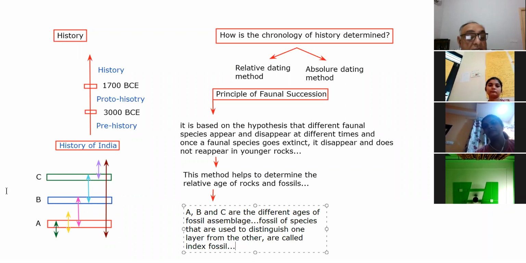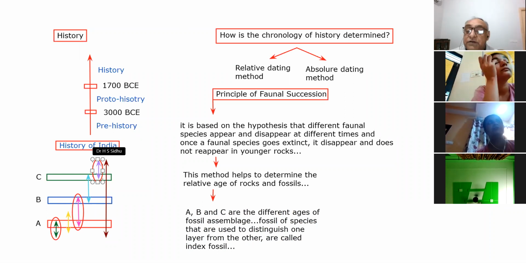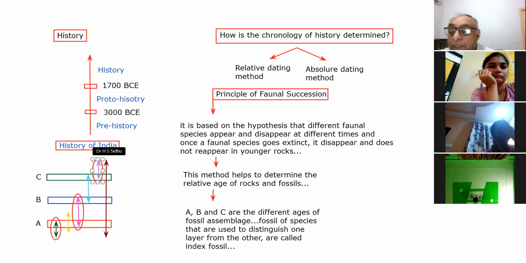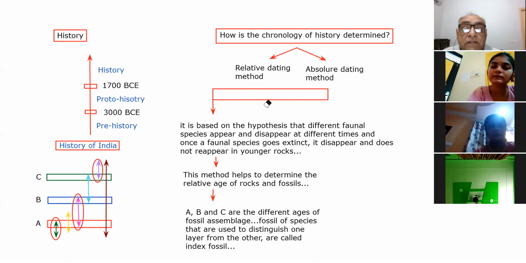So this is one category. This can be one index fossil, and this can be one index fossil. This is another category, another index fossil. This is another category, another index fossil. And like this, there can be different index fossils. On this basis, we determine the chronology of various faunal species that appeared on the earth in the past. Is it clear up to this point? Yes, sir.